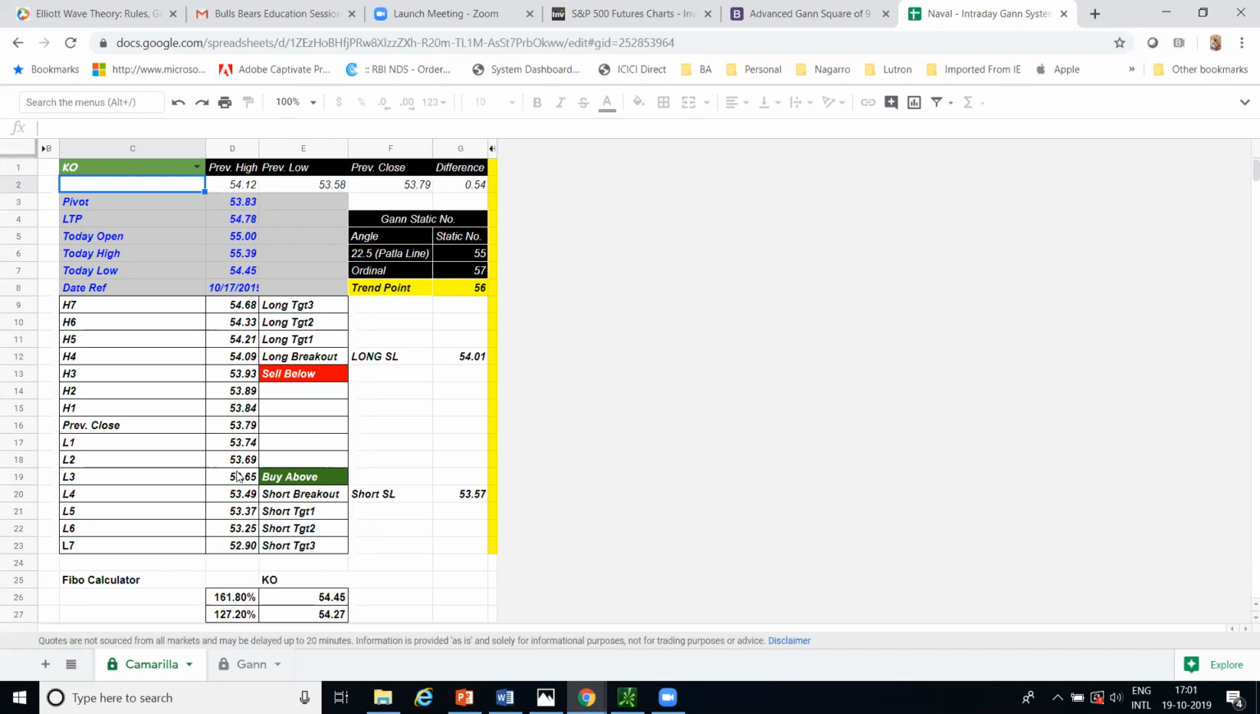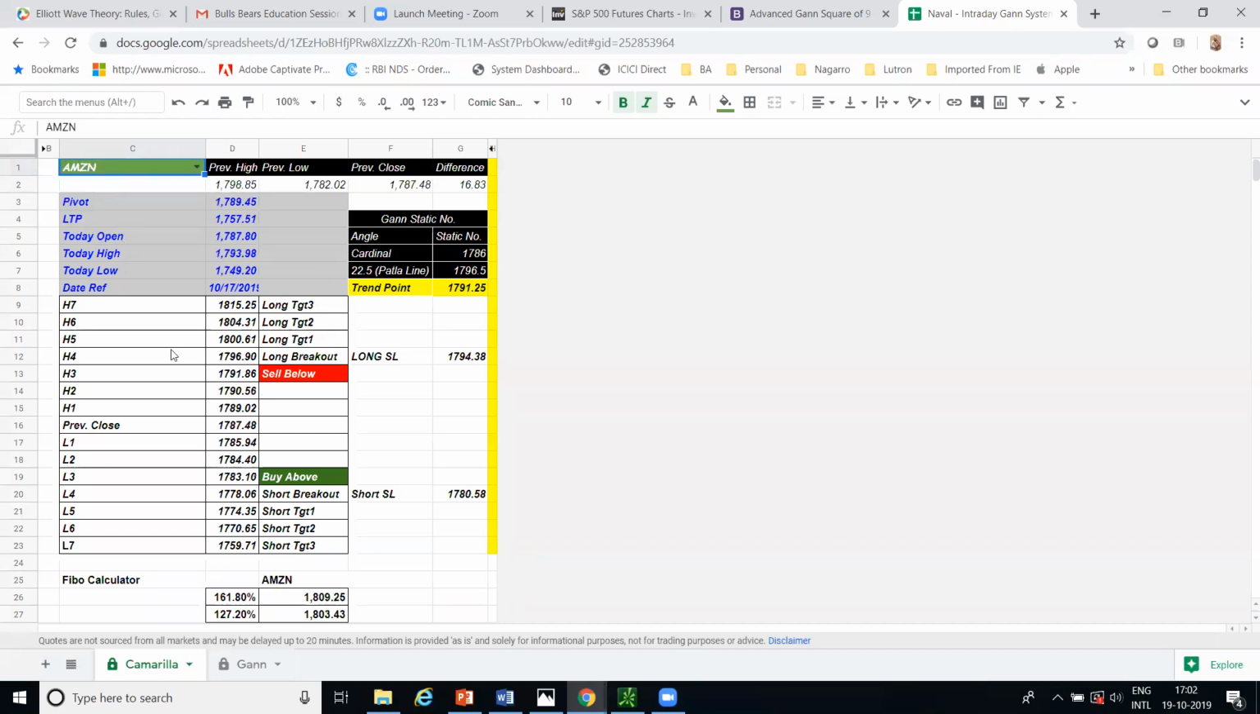Okay, and I will buy for my target H1, H2, and H3. If it crosses H3 and holds, it's a breakout, so I'll hold it. Similarly, let's say, I'll give you Amazon because Amazon is a pretty good example. So on Amazon, the previous close was 1787, the day before yesterday on Friday.